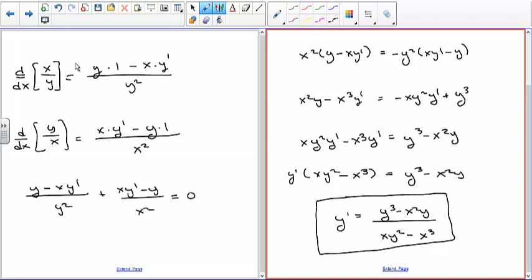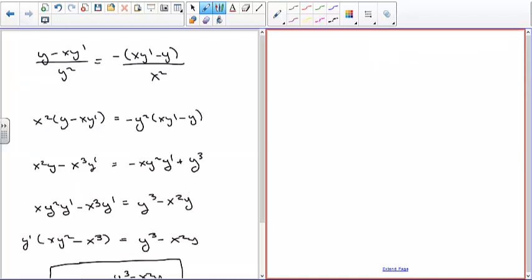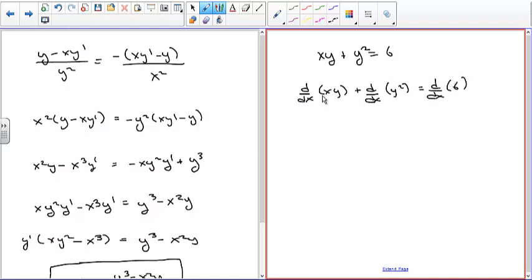Okay, and the final one is finding the equation for the tangent line. So you've got the function, the implicit relationship, which is xy plus y squared equals 6. So you take the derivative with respect to x of this product plus the derivative with respect to x of that term, and that's equal to the derivative with respect to x of 6. So here we're going to use the product rule.